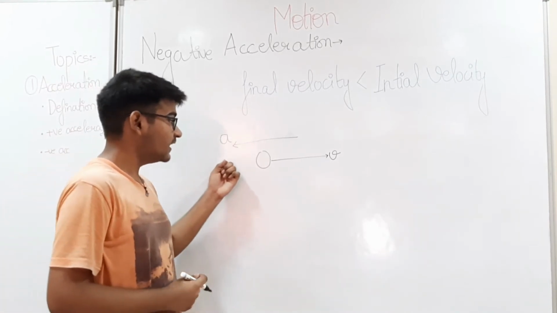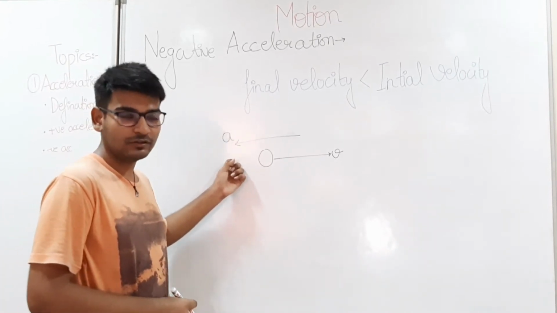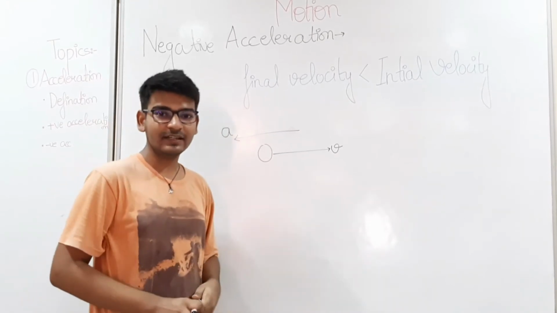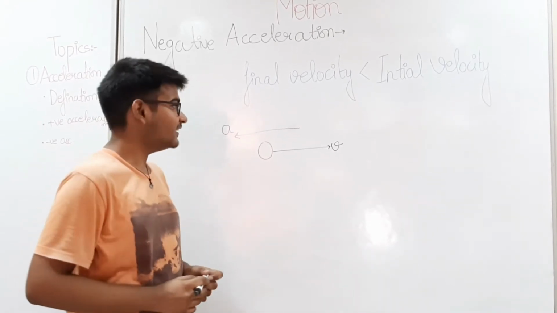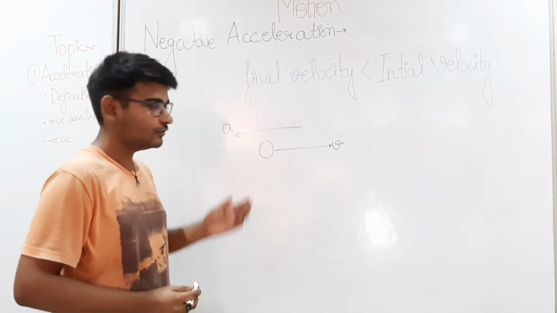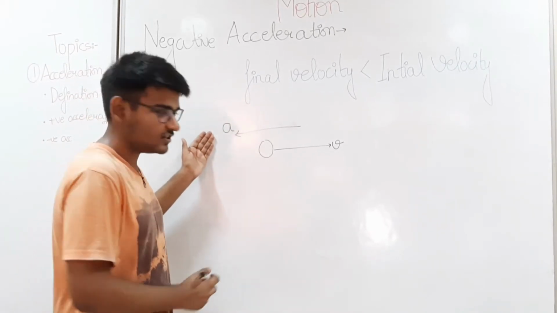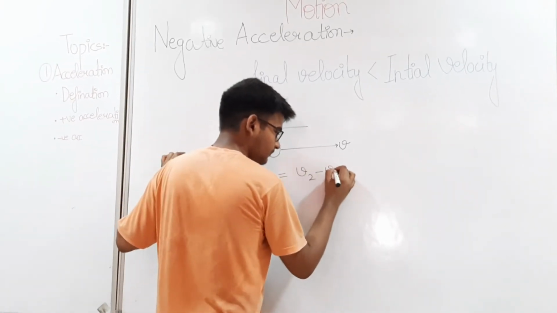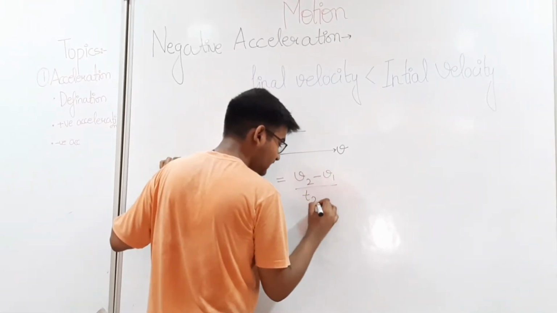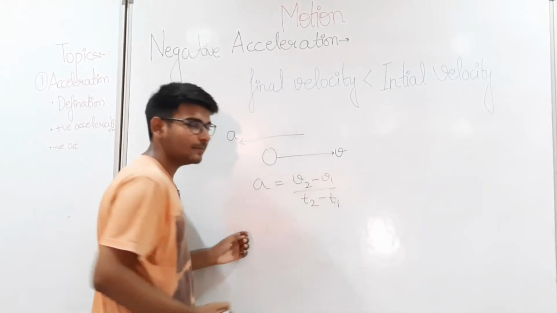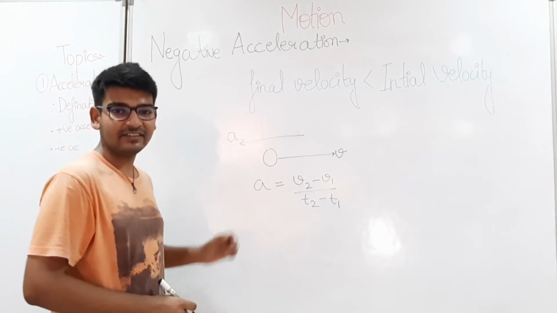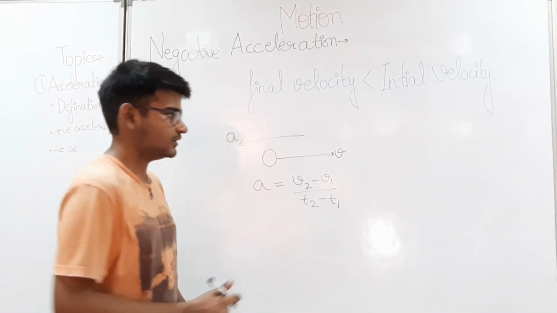In this, the acceleration or the force is opposite the motion. So here the final velocity will come out to be less than the initial velocity. So the sign of acceleration, that is v2 minus v1 upon t2 minus t1, will come out to be negative. So we say that in this case the acceleration is negative acceleration.